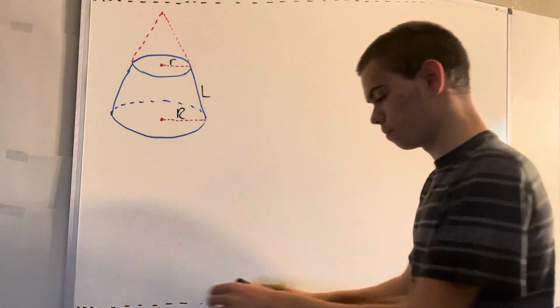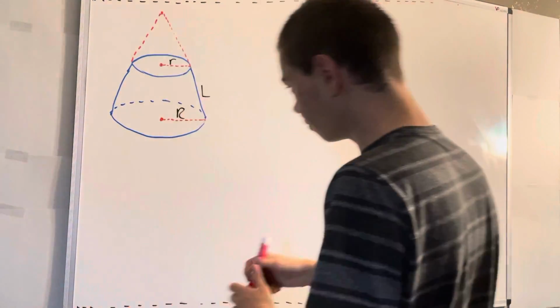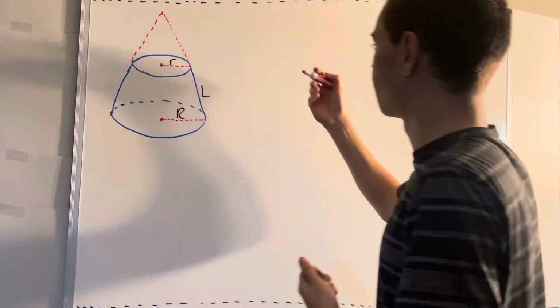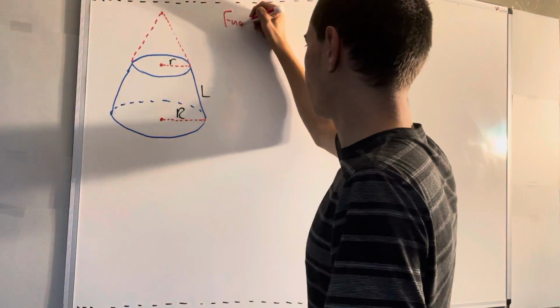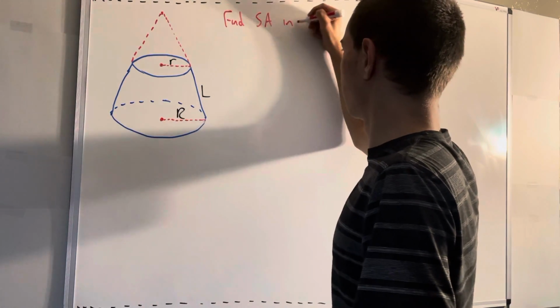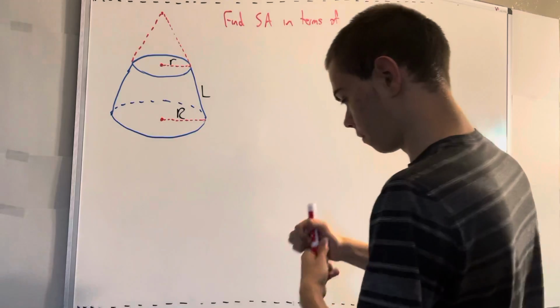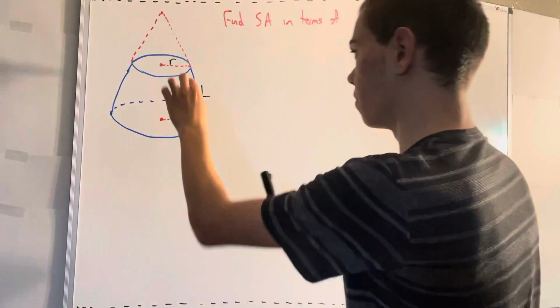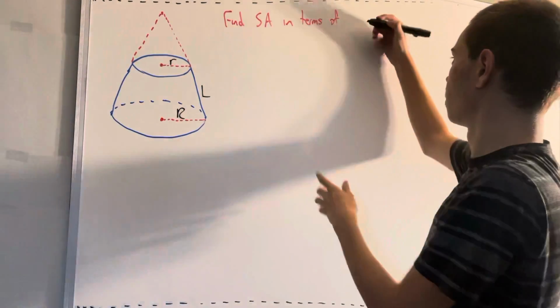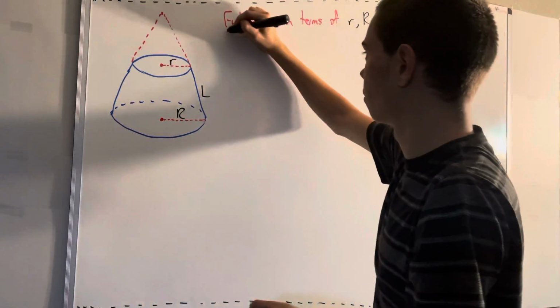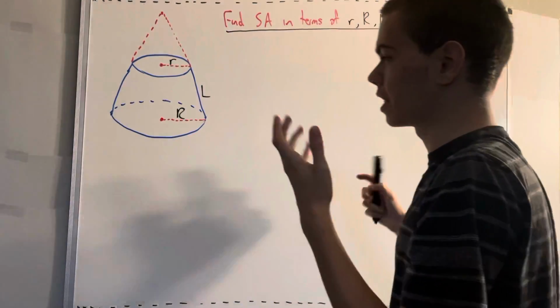And so our whole goal is to find the surface area of this frustum in terms of these three dimensions. So we're going to find the surface area of our frustum in terms of R, r, and L. So that's pretty much what we have to do.